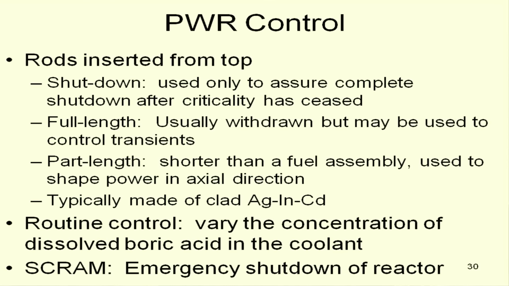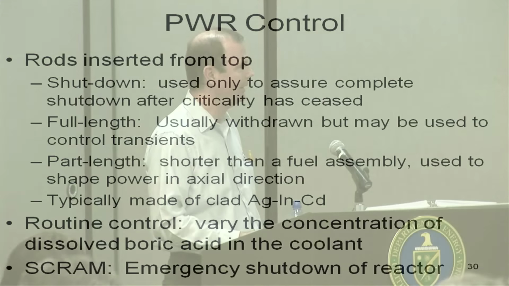And then there are some part-length rods that are not nearly as long as the fuel assembly, and that's used to shape the power axially. If you're getting the power, in a core this large, can sometimes begin to oscillate a little bit, and you use part-length rods to control it in a localized region. Typically made of an alloy of silver, indium, and cadmium, and just in a long rod about the size of a fuel rod.